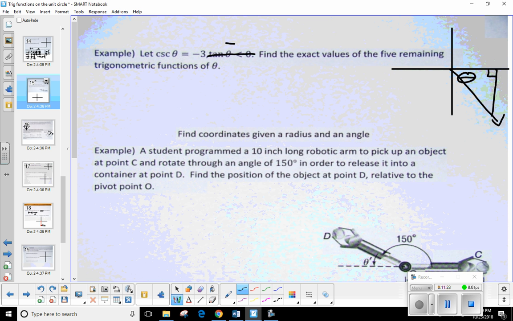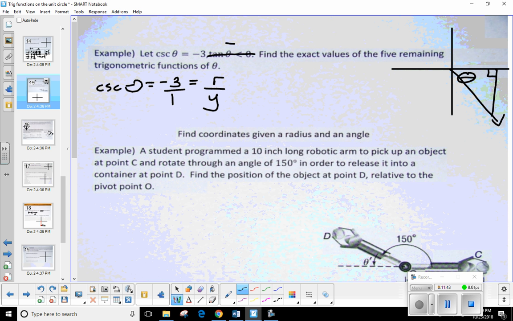Yeah, just look at the value that I'm given. So, like cosecant, we're given that's negative 3. But remember, that ratio is r over y. Now, this one isn't a fraction, so how does that help me? There you go. If it's not a fraction, put it over 1.